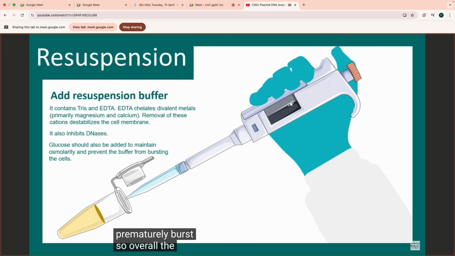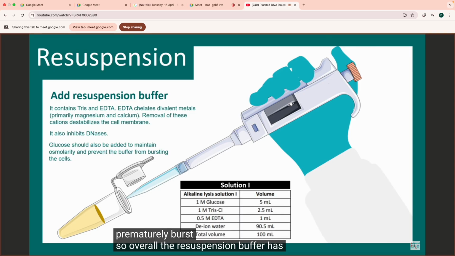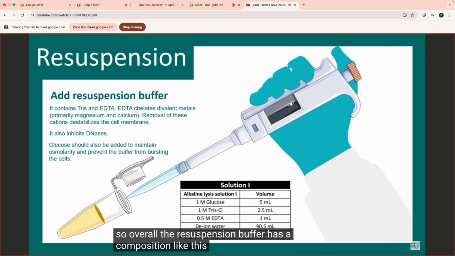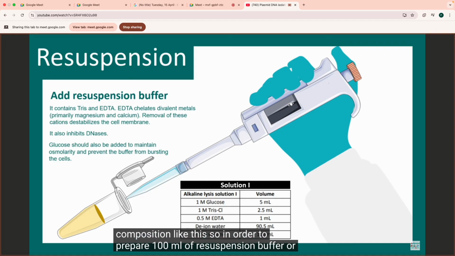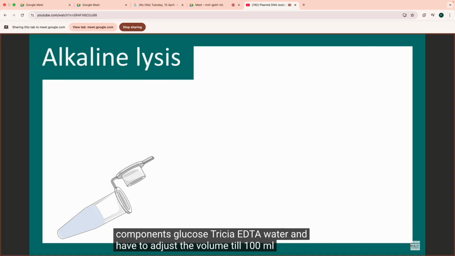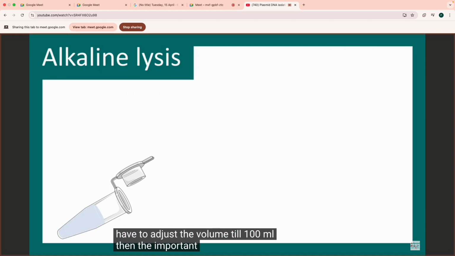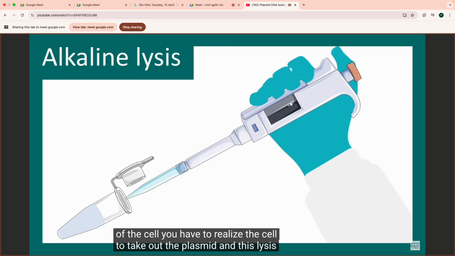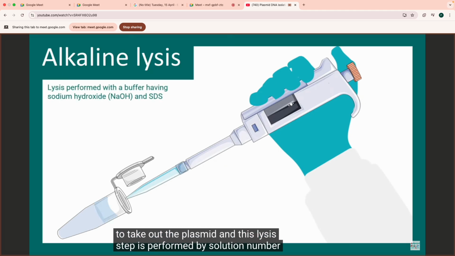So overall, the resuspension buffer has a composition like this. In order to prepare 100 ml of resuspension buffer, or solution 1, you need to add all these components: glucose, Tris-Cl, EDTA, water, and adjust the volume to 100 ml. Then the important part is the alkaline lysis. In order to take the plasmid out of the cell, you have to lyse the cell. And this lysis step is performed by solution number 2.